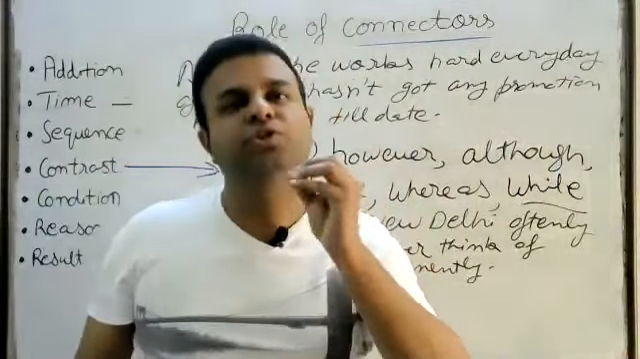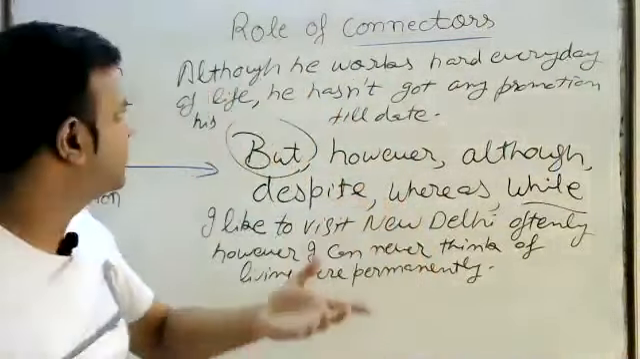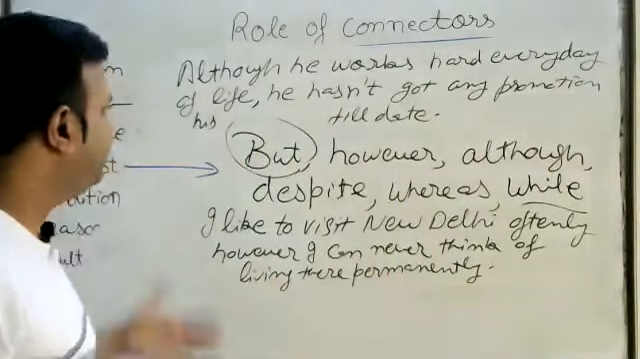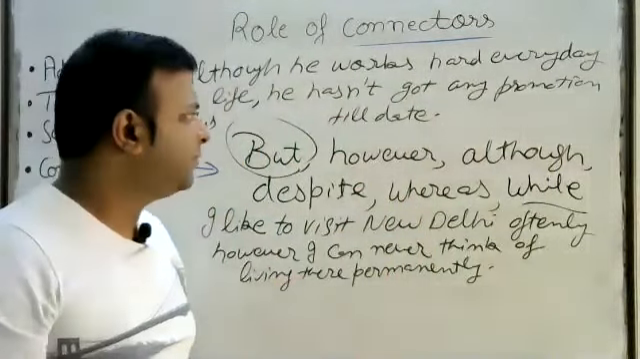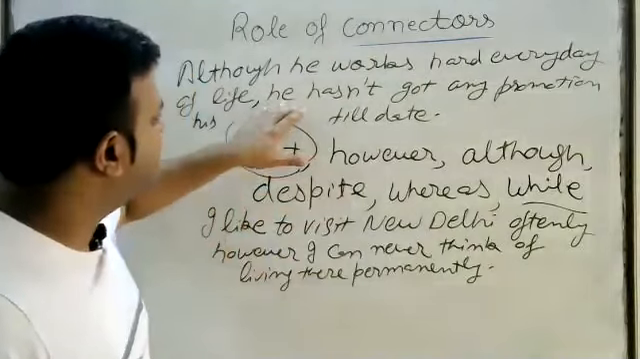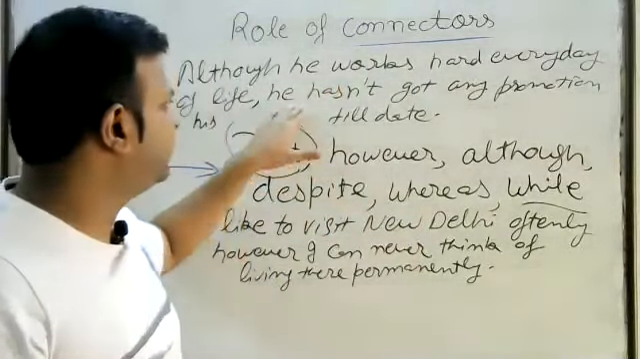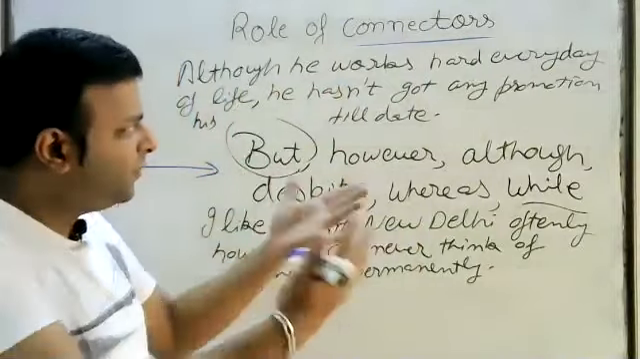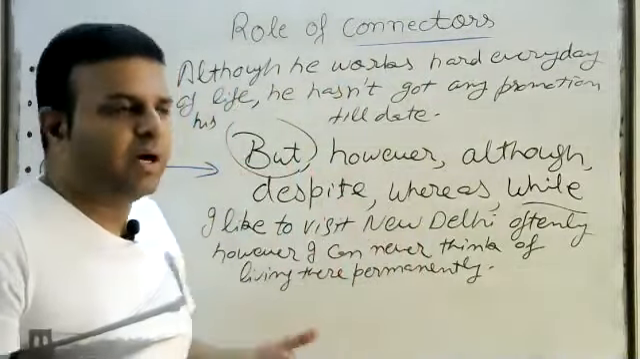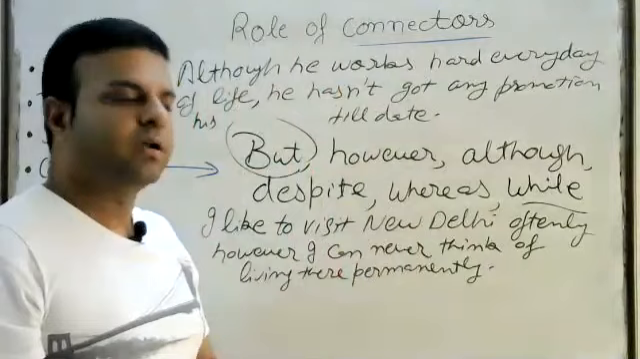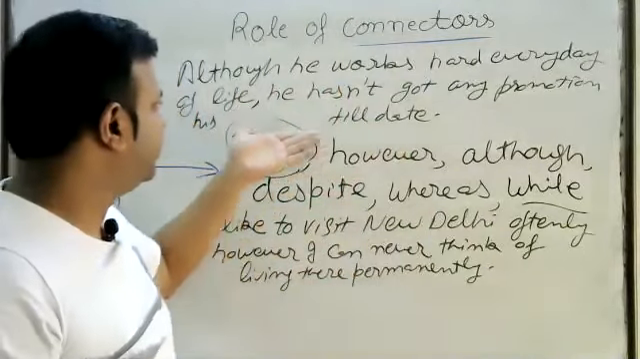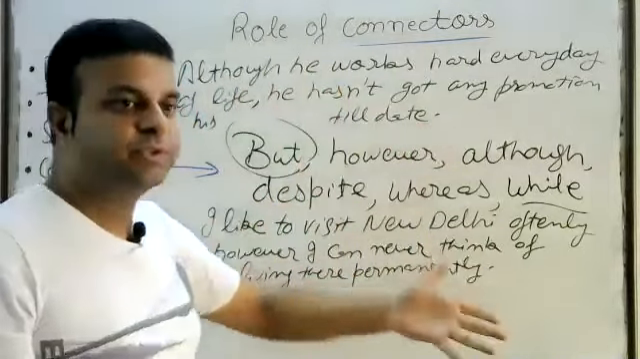Comma is basically for a short pause, right? So give a short pause. Although he works hard every day of his life, he hasn't got any promotion till then. Change your tone here, right? Vary your intonation, change your tone here. Although he works hard. So see the tone. Now I can't say, although he works hard. Right? Although he works hard every day of his life, he hasn't got any promotion till then.